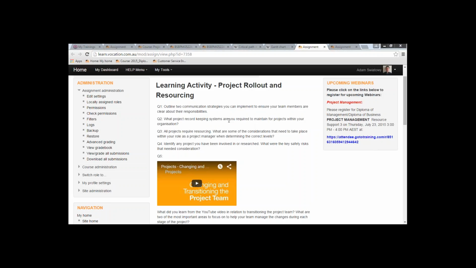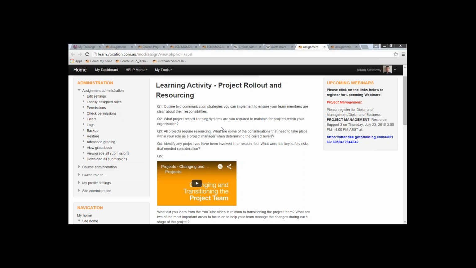Okay, so next question, or question 3, talks about all projects require resourcing, and what are some of the considerations? Well, firstly, let's talk about the word resources. I guess there's 2 main types of resources, people and things. So we've got our human resources and then we've got our physical resources. So the question is saying all projects require people and things. What are the considerations that need to take place within your role as the manager?